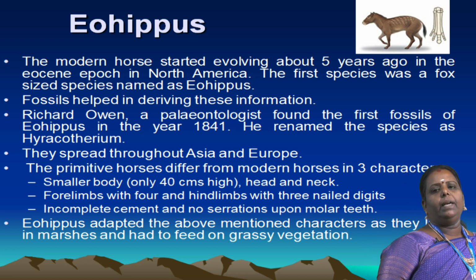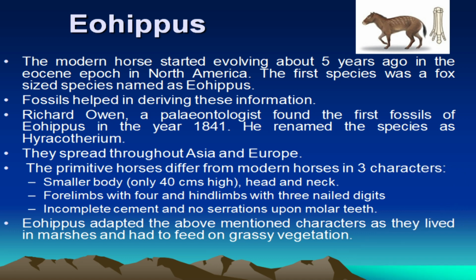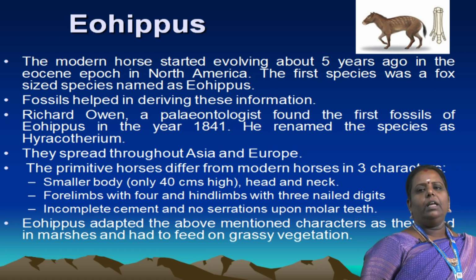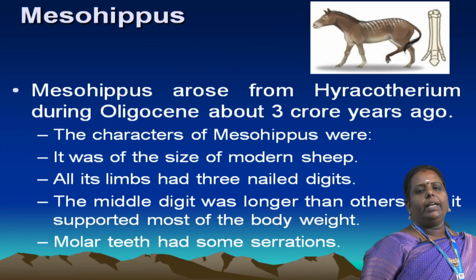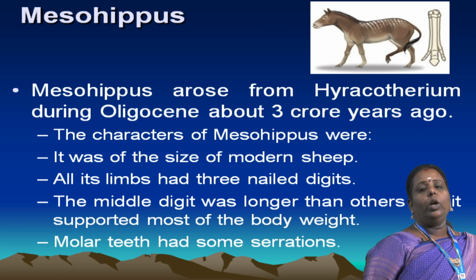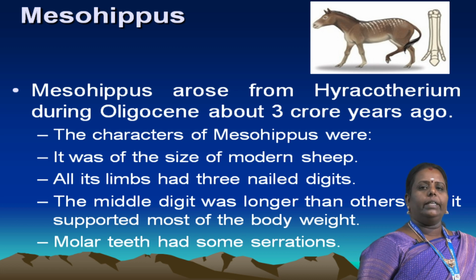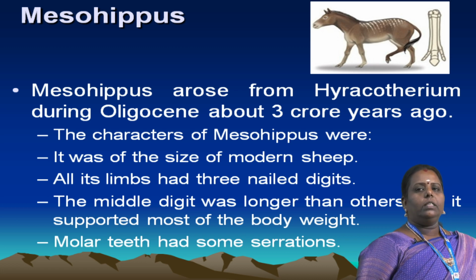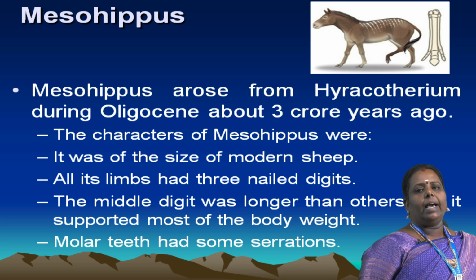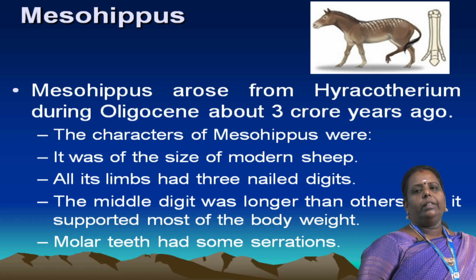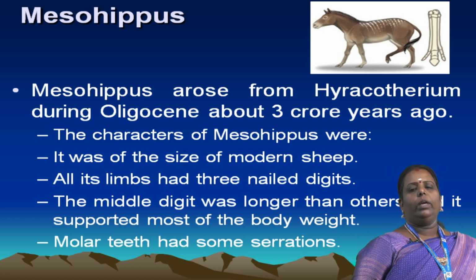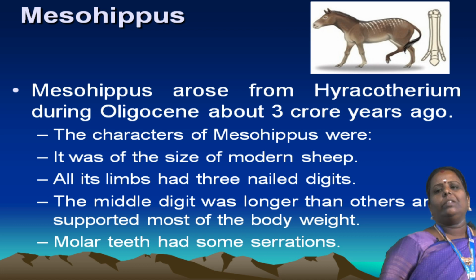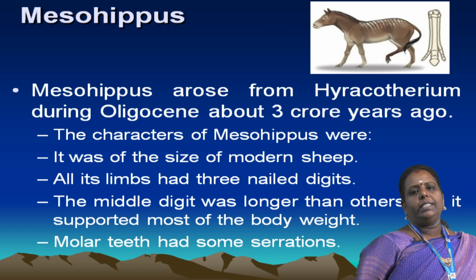Eohippus adapted the above-mentioned characters as it lived in the marshes and fed on grassy vegetation. Another developed species is called Mesohippus. This Mesohippus arose from Hyracotherium during the Oligocene, about 3 crore years ago. That is a very long period. Mesohippus was about the size of a modern sheep, while Hyracotherium was fox-like in structure.